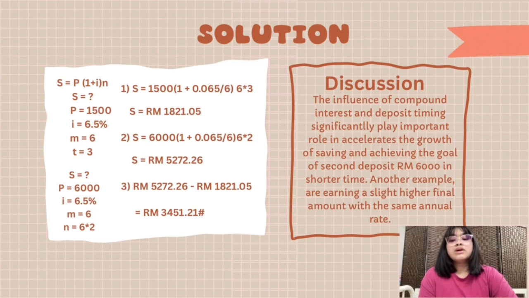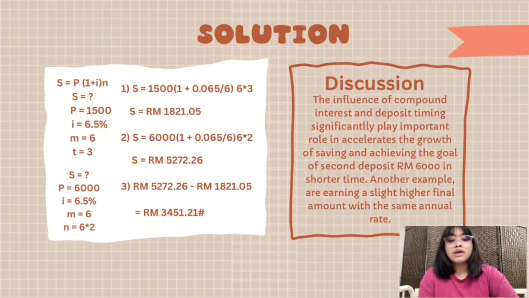And for the second period, we use the formula S equals P(1 + i)^n. We substitute all the amounts that we got here. For S, we don't know S. For P, we use 6,000. For i, we use 6.5%. For m, which is compounded every 2 months, we use 6. We substitute all of this into the formula, and we get 5,272 ringgit 0.26 cents.